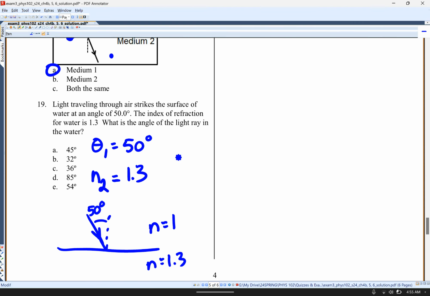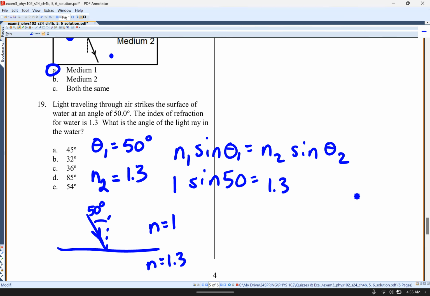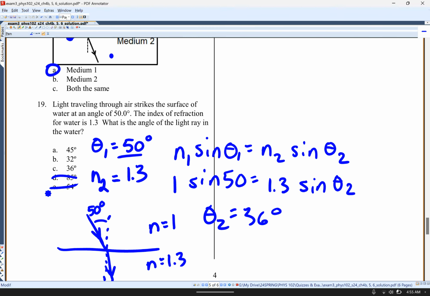So it's going to be n1 sine theta 1 is equal to n2 sine theta 2. 1 sine of 50 equals 1.3 sine of theta 2. If I solve that for theta 2, I find that theta 2 is equal to 36 degrees, which makes sense, right? If I think about it, because I know that this has to bend towards the normal, so it has to be an angle that's less than 50. So I could have gone through and gotten rid of those two answers, and I would have been left with these three. All right, one more.